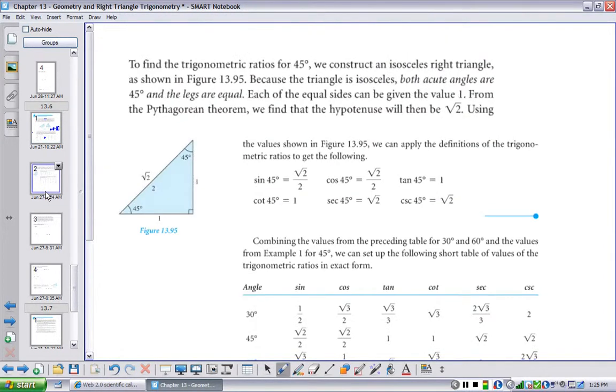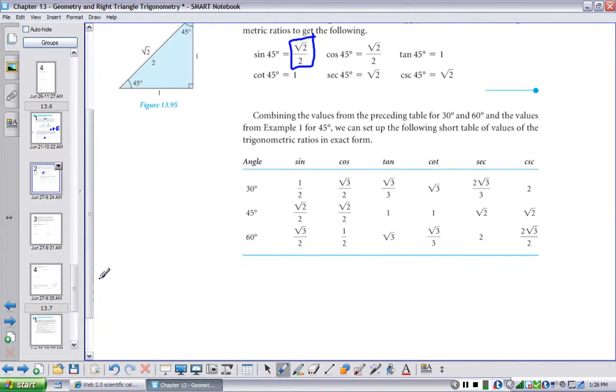We also have the 45, 45, 90 degree triangle. Okay. Notice that since this is 45 degrees, this is 45 degrees, so opposite sides have to be equal. 1 and 1, and then this becomes the square root of 2 by the Pythagorean theorem. So you can find the value of sine. Okay, opposite over hypotenuse, which is 1 over the square root of 2, but when you rationalize, you get square root of 2 over 2. And so you can find all the trigonometric values for these different angles here.